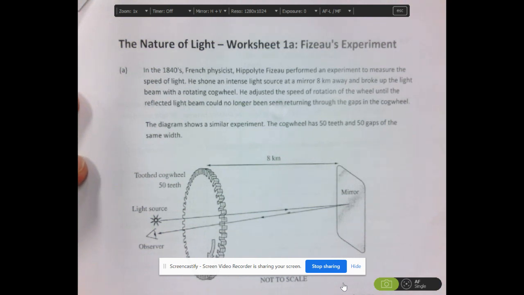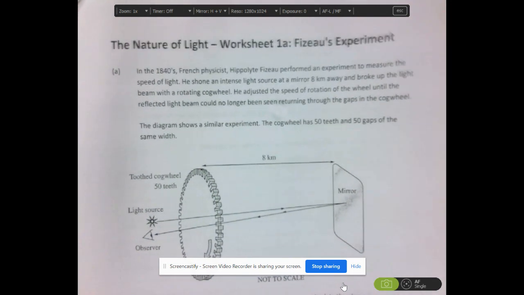Welcome back. We're continuing doing this worksheet. So we've done A and B now. We'll move to C.